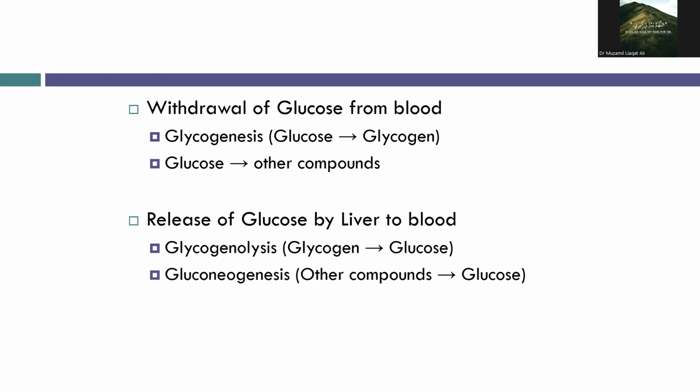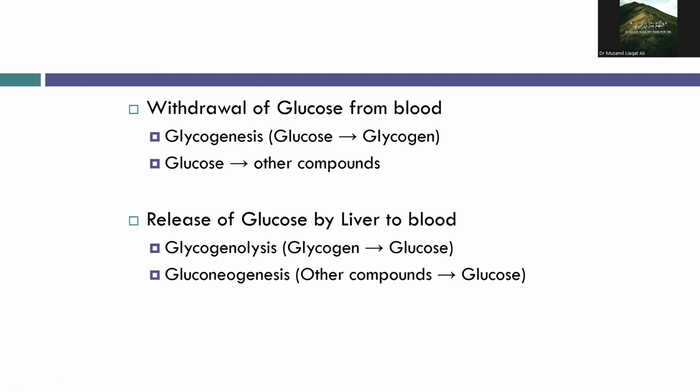Next is the release of glucose by the liver to the blood. The liver maintains the blood glucose during fasting by two opposing pathways. The very first one is the glycogenolysis, that is the breakdown of the stored glycogen to free glucose, right? The second one is the gluconeogenesis. Gluco means glucose, neo means new, genesis is the production, right? So the synthesis of new glucose from the non-carbohydrate precursor molecules, those are the lactate, the glycerol, and the amino acids, right? So these processes are stimulated by glucagon hormone and epinephrine and inhibited by insulin.